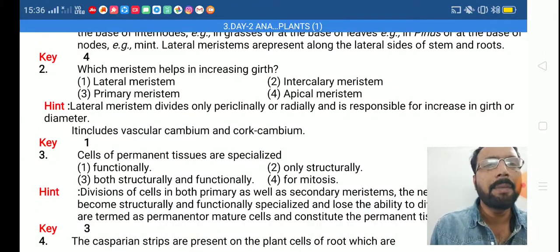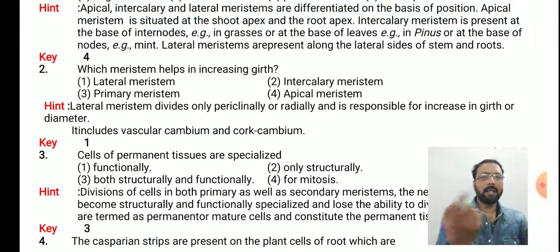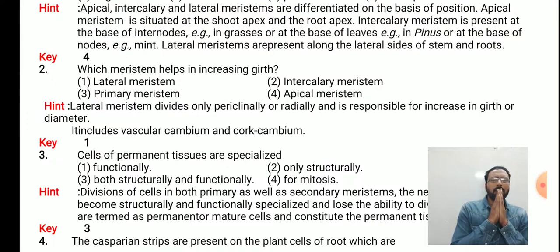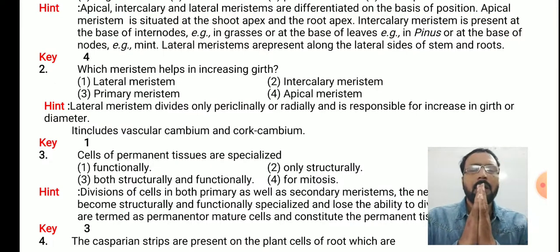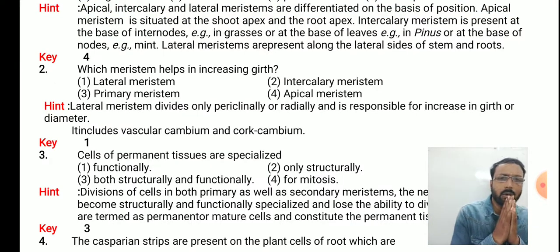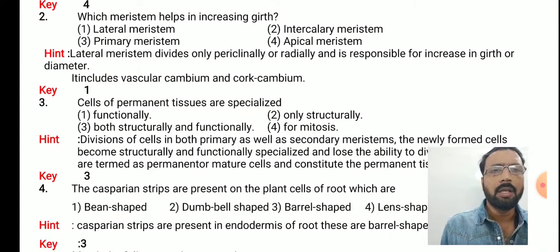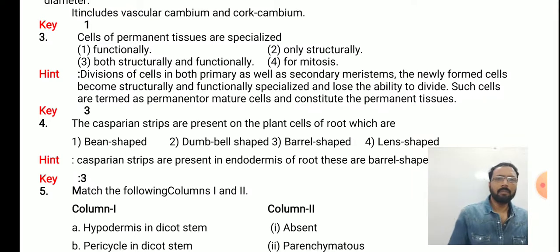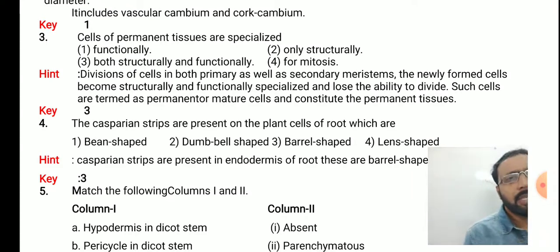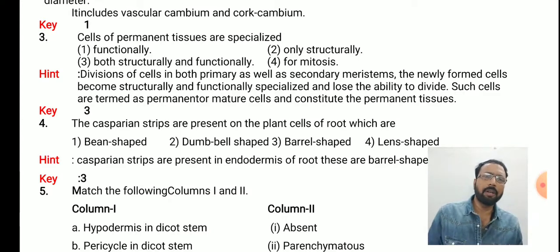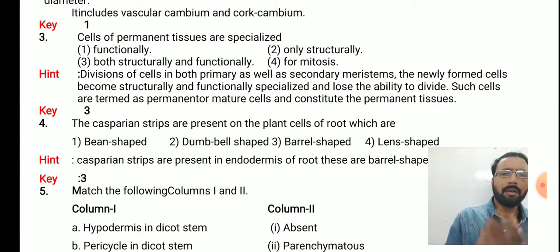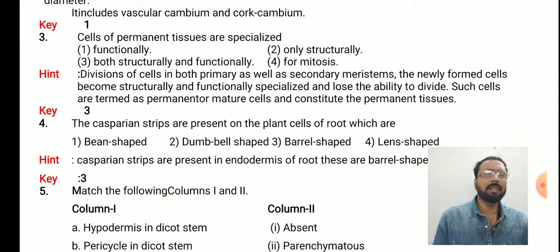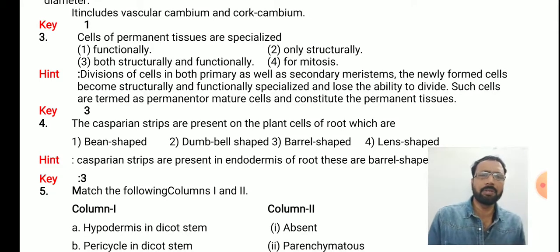Which meristem helps in increasing girth, that is, radial growth? Directly, lateral meristem. Lateral meristem gives radial growth. Yes, next question. The cells of permanent tissues are specialized structurally and functionally. Originally they were meristematic and divided by mitosis, but they become specialized permanent tissues.